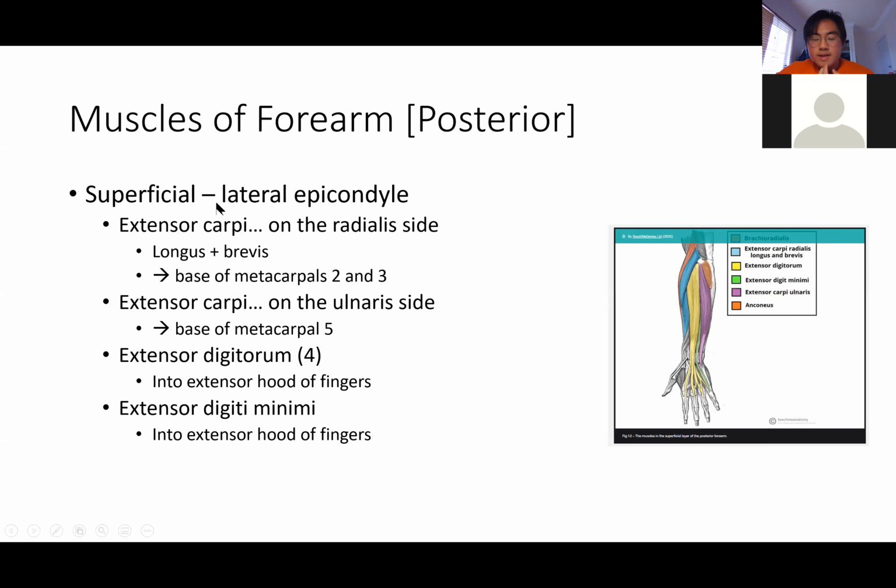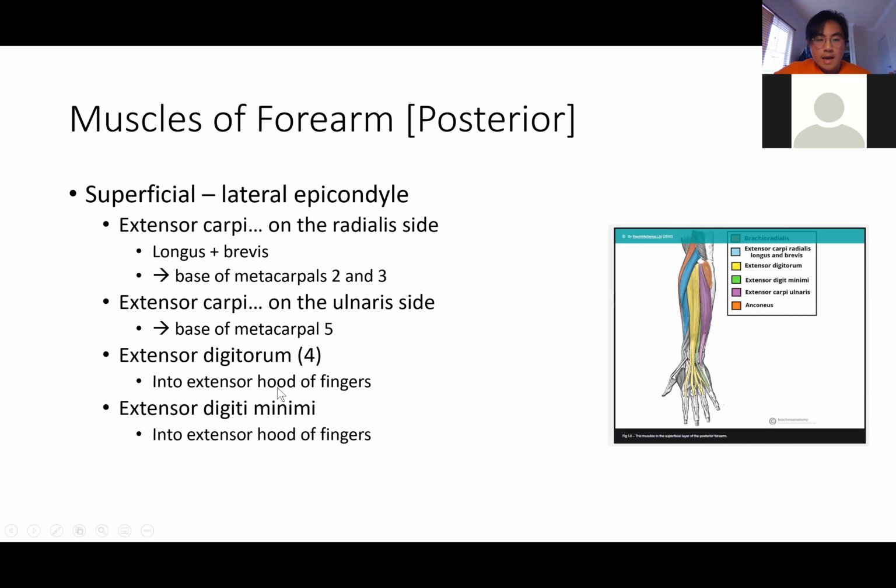Now, the names should make sense to you now. You've got an extensor of the wrist on the radial side. So from that, you can imagine the course of the muscle. So if it's an extensor, it starts in the lateral epicondyle. If it's a radialis muscle, it must mean it travels on the radial side. So therefore, we can imagine the course of the muscle. And if it extends the wrist, you can sort of imagine where it inserts. And it's got a longus and a brevis. Same thing with extensor carpi ulnaris.